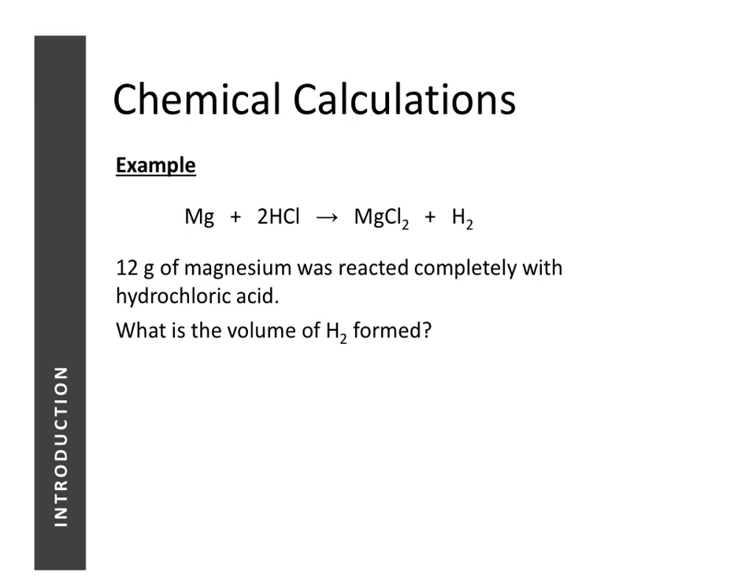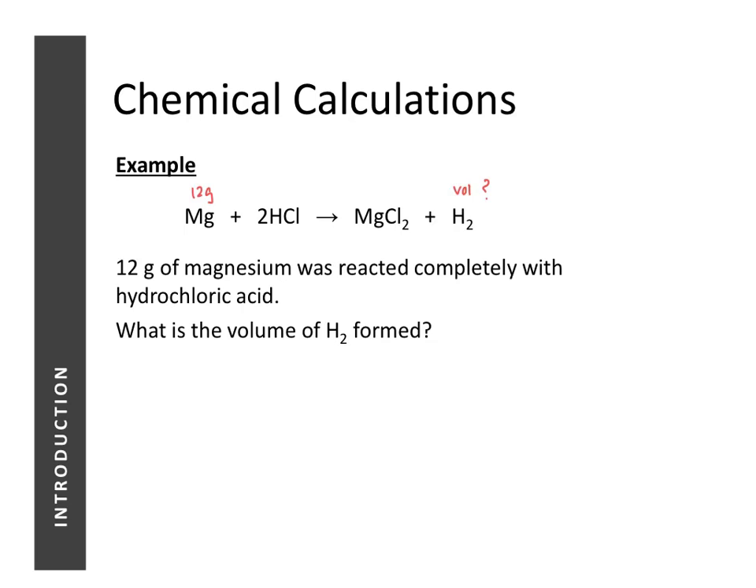Now this is an example of a chemical calculation question that you will need to learn to solve. In this equation we are looking at the reaction that we have seen before, magnesium reacting with hydrochloric acid. The question tells you that I have 12 grams of magnesium undergoing reaction, and the question requires you to find out what is the volume of H2 that was produced.